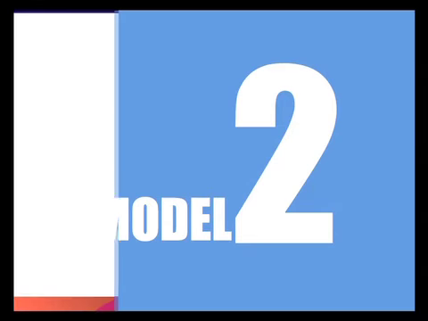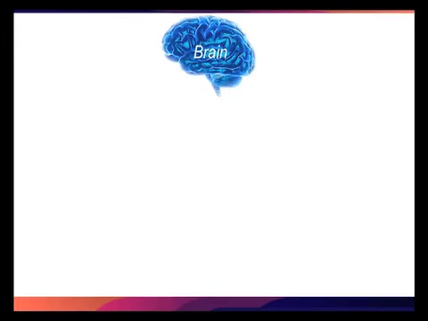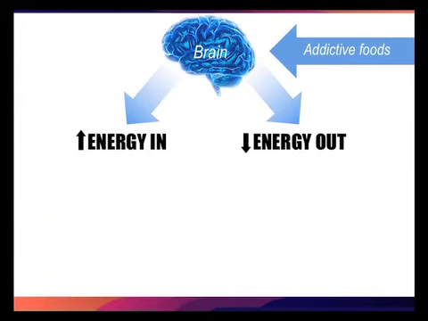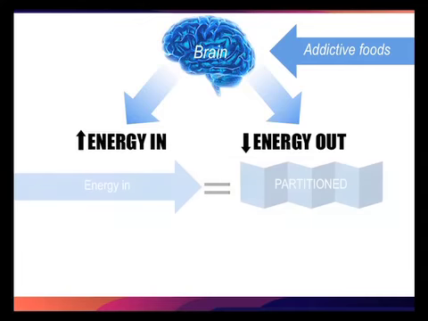So the second model of obesity is the one in which I put the brain right at the center and said, addictive foods come along and they cause you to overconsume calories. So you increase your energy intake. And as you get fatter, you become less active and your energy output is reduced.